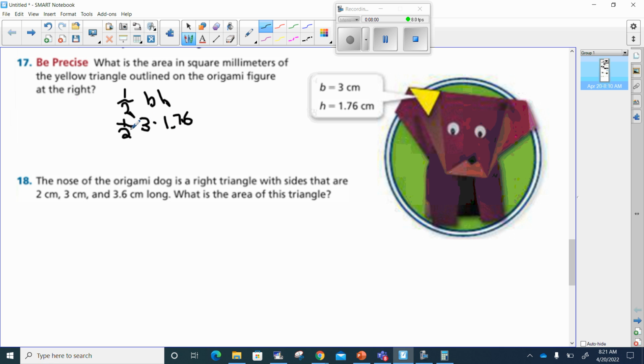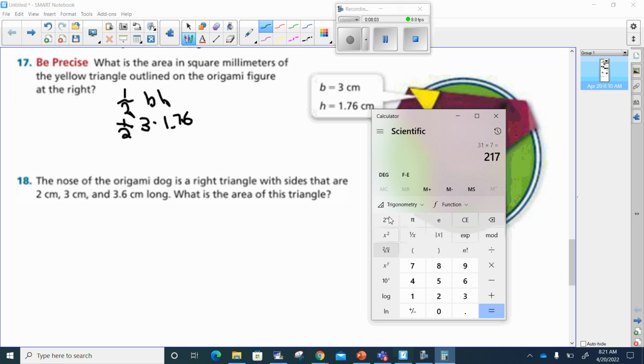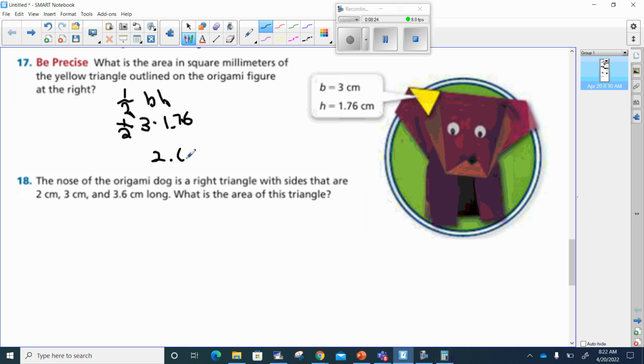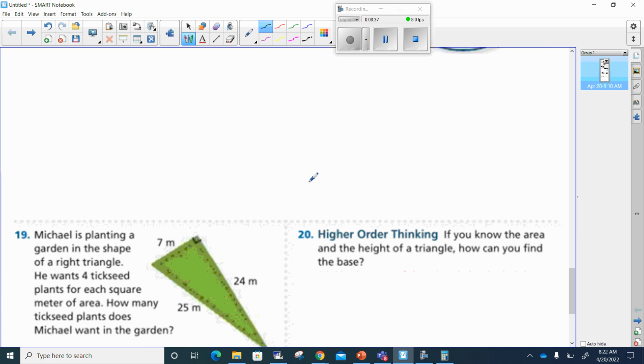All right, so whenever we get into something like this, I'm just going to break out my calculator. I'm going to take 3 and divide it by 2, because that's 1/2 times 3. That's 1.5, and then I'm going to multiply that to 1.76. And that's going to give us 2.64. So the area is going to be equal to 2.64 centimeters squared.